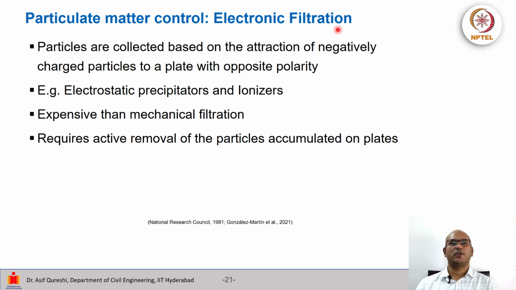Then we have electronic filtration, in which particles are collected based on the attraction of negatively charged particles to a plate with opposite polarity. Examples could be electrostatic precipitators and the ionizers. These are generally more expensive than mechanical filtration, and when we have plates given for attraction, we need to remove the particles that have been accumulated on the plates.